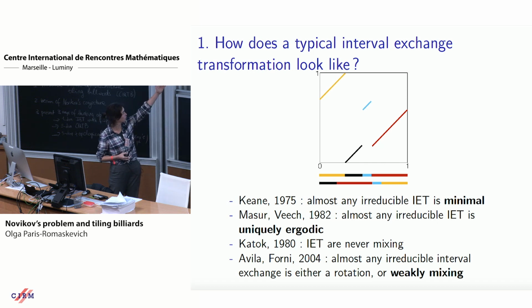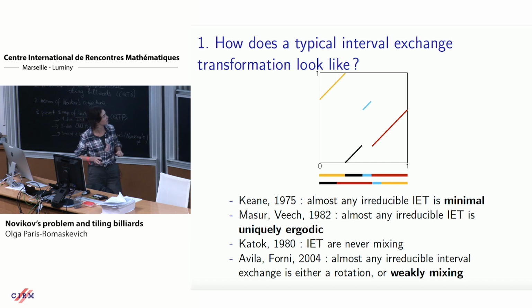So an interval exchange transformation is a map, the graph of which is drawn here. You take an interval or a circle, you cut it in some number of parts, here are 4 parts, and then you exchange them, and you are interested in the dynamics of such a map.